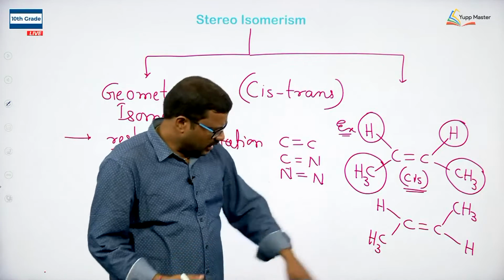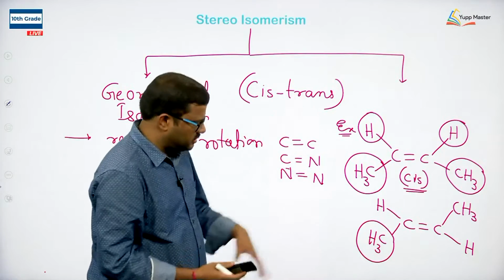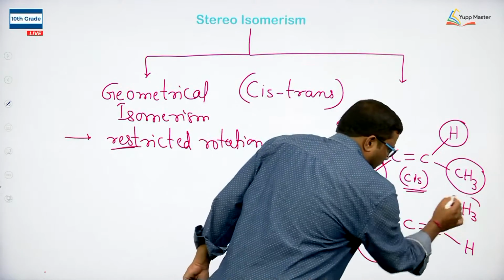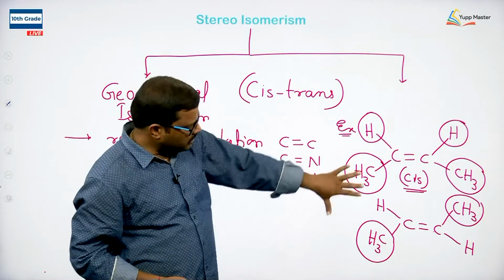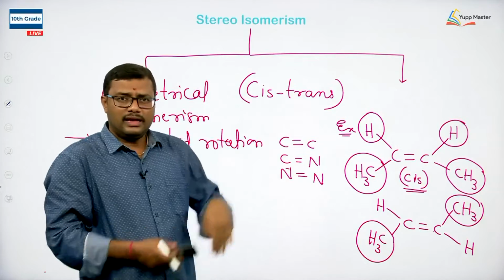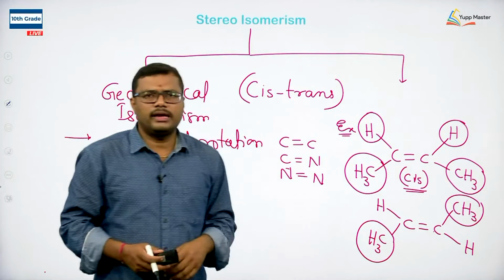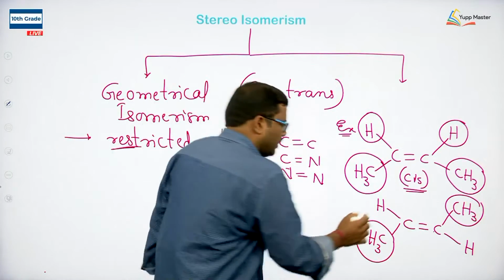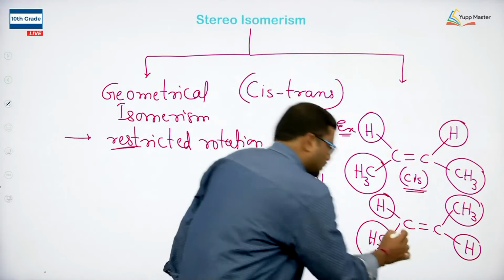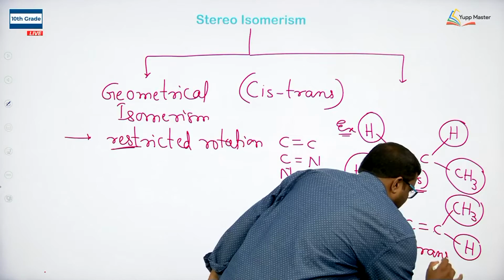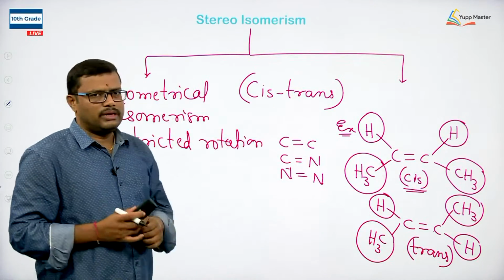If you observe the second example, this is also 2-butene, but the methyl group on one carbon is towards the downside, and on the other carbon the methyl group is on the upside. So, the similar groups are oriented on opposite sides of the double bond, and the hydrogens are also on opposite sides. So, this molecule is known as the trans isomer. So, the existence of cis and trans isomers is taken as geometrical isomerism.